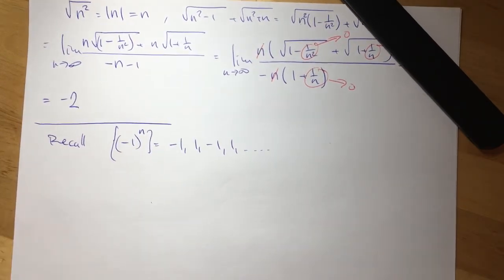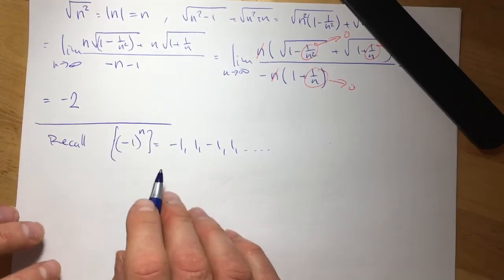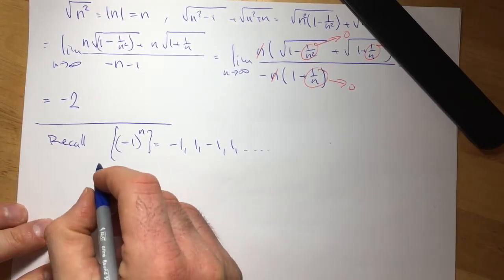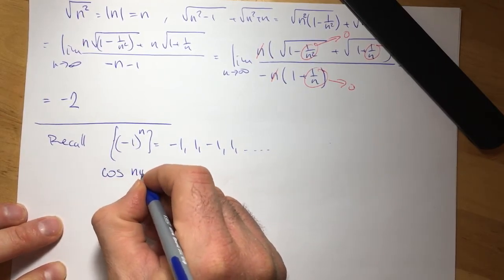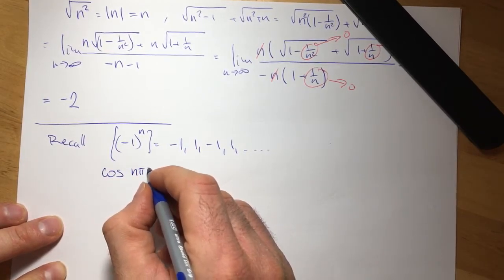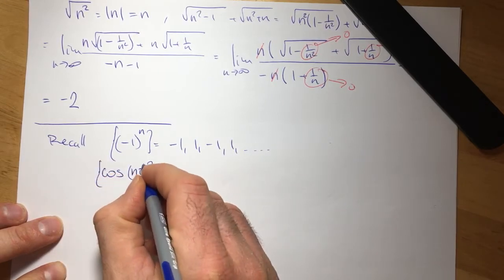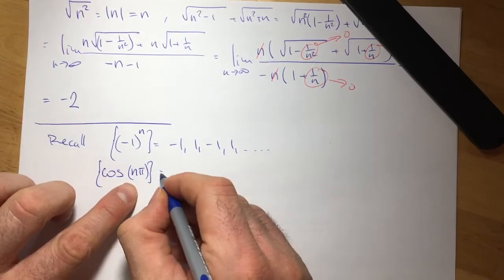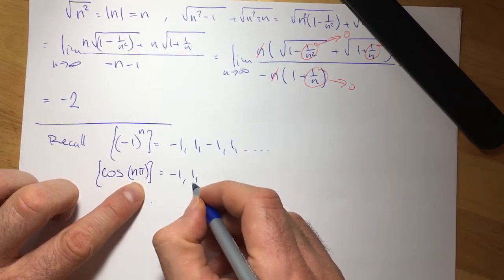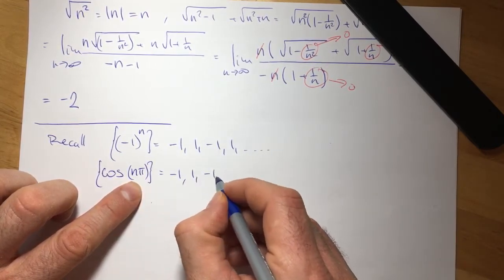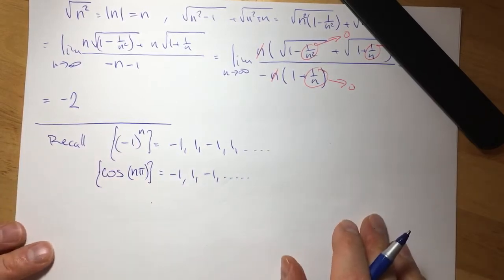And then we have many versions of the same sequence. For example, cosine of n pi. When n is 1, I have cosine of pi, which is negative 1. Cosine of 2 pi is 1. Cosine of 3 pi is negative 1, and so on and so on.